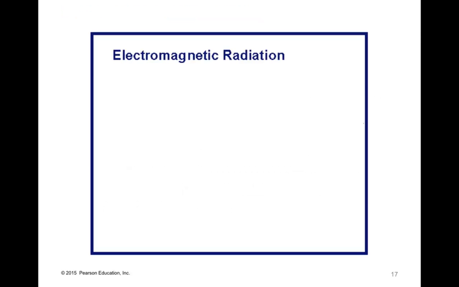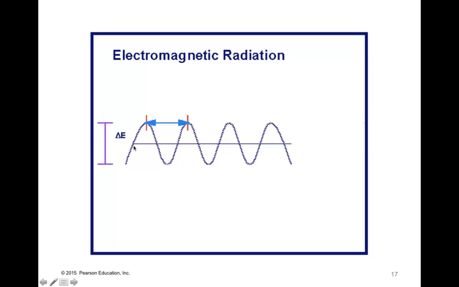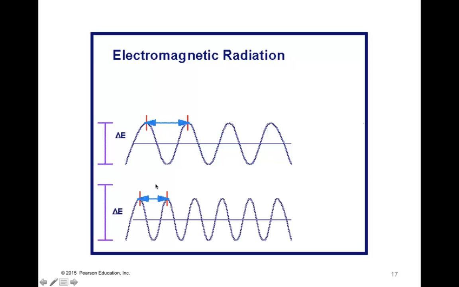So let's see this example. Here we have one radiation like this, and let's assume that from here to here is 1 second. This distance is the wavelength, and we have here another radiation. As we can see, the wavelength here is shorter. So from here to here, this distance is shorter than this one. So this radiation has a shorter wavelength than this one.